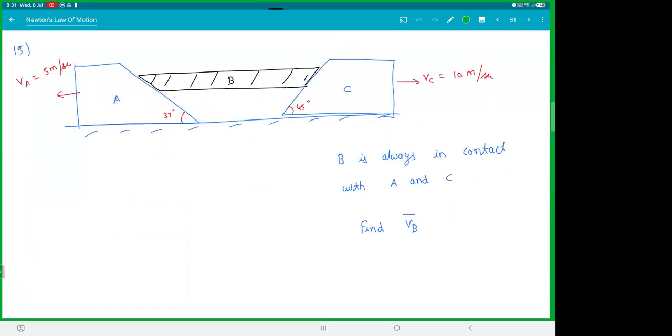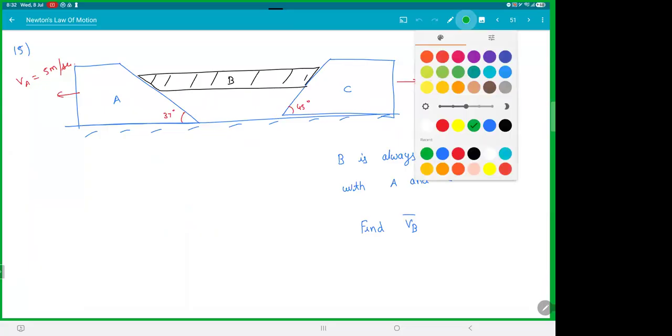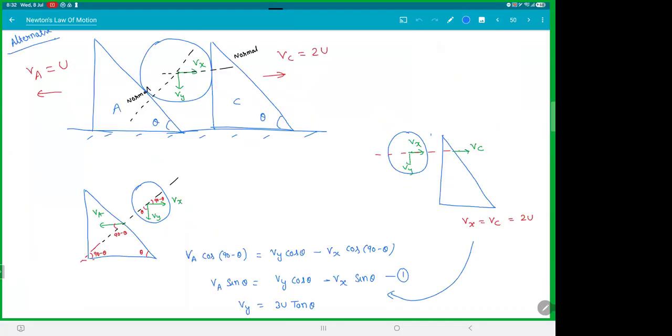The last thing that we did, we started with the rigid body constraints. Let's go ahead with one more problem.